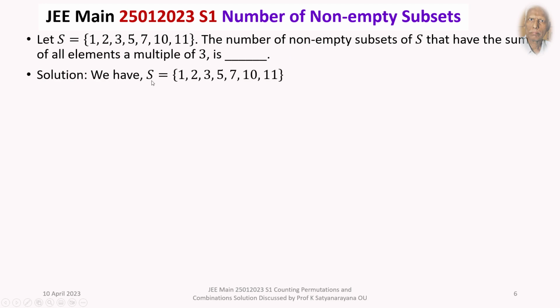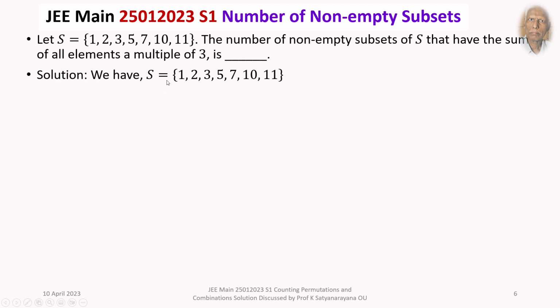We have S, the set consisting of the elements 1, 2, 3, 5, 7, 10, 11. Let's first take S itself. S is a subset of itself. When you add the elements, 1 plus 2 plus 3 plus 5 plus 7 plus 10 plus 11, it is 39, which is a multiple of 3. That means S is one candidate among the non-empty subsets of S with that property. One of them.